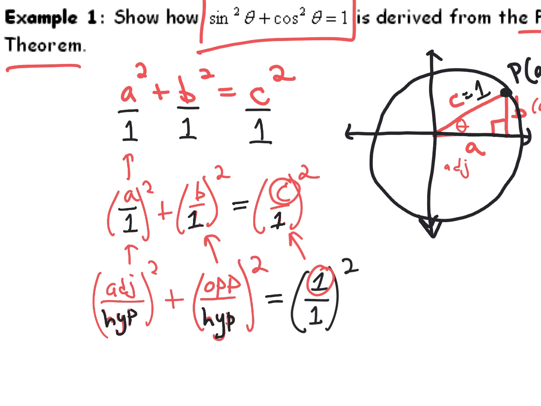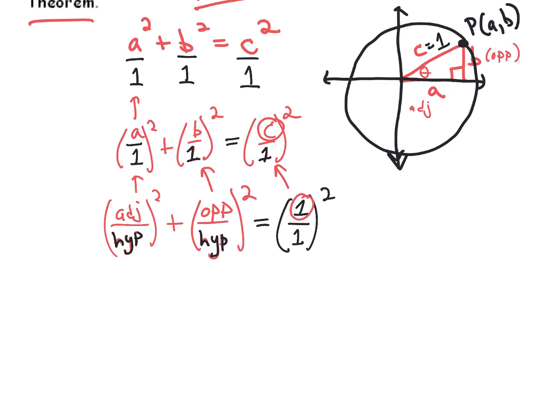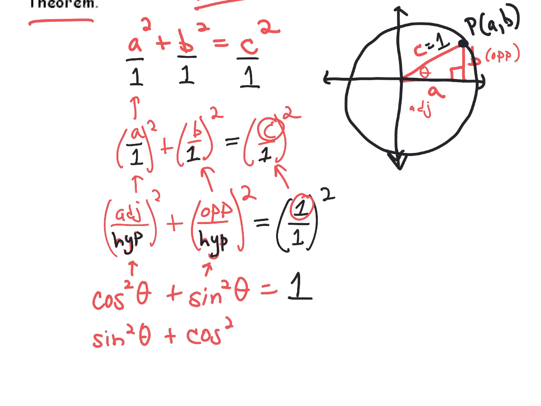All right, last little bit. We are almost done. Adjacent over hypotenuse, my friends, that is cosine squared. Opposite over hypotenuse, that is sine squared. And then 1 over 1 squared, that's just 1. And you're like, wait, Mrs. Lucas, the identity said sine squared theta plus cosine squared theta equals 1. You're right. That's our commutative property of addition, so I can just reverse those if that bothers you. I'm pretty happy because I started with the Pythagorean theorem and arrived at our grand poobah identity, the most important Pythagorean identity of the 3: sine squared theta plus cosine squared theta equals 1.